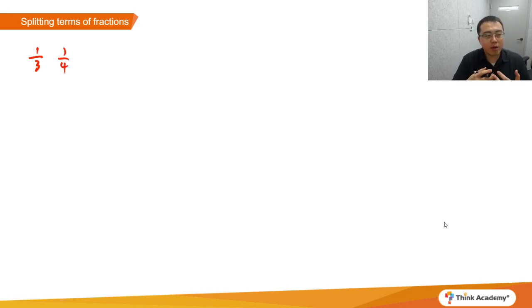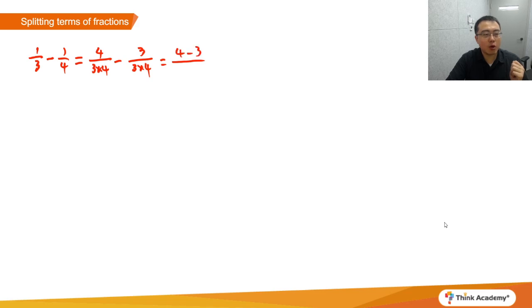I think you have already learned the subtraction of fractions, right? When you do 1 over 3 minus 1 over 4, first you have to find the LCM of the denominators. The LCM of 3 and 4 is actually 12, which is 3 times 4, right? So we change 1 over 3 into 4 over 3 times 4, minus 1 over 4 into 3 over 3 times 4. So it changes into 4 minus 3 over 3 times 4, which is actually 1 over 3 times 4, which is 1 over 12, right?